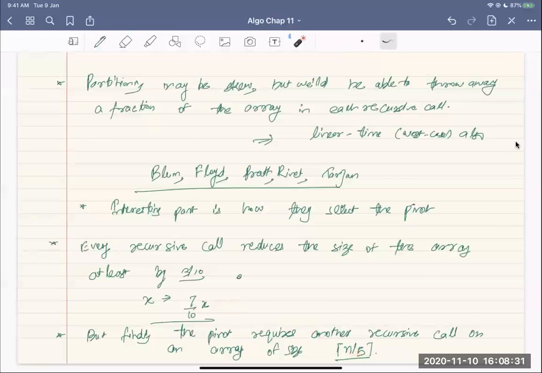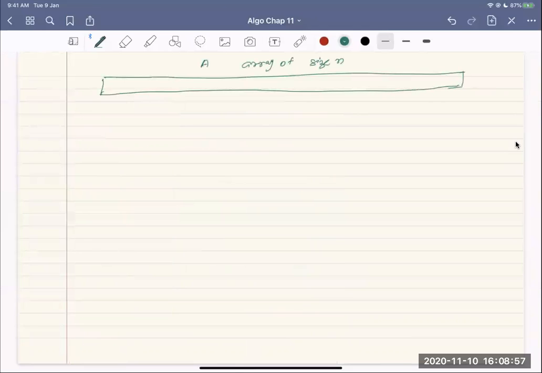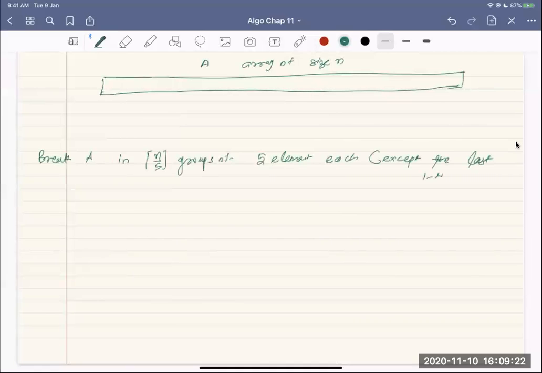So how exactly are they able to achieve that? Fine. So let's now talk about the algorithm. We are starting with A, an array of size n. What they do is, you break A into n by 5 groups of 5 elements each, except the last one, which would have between 1 to 4 elements.